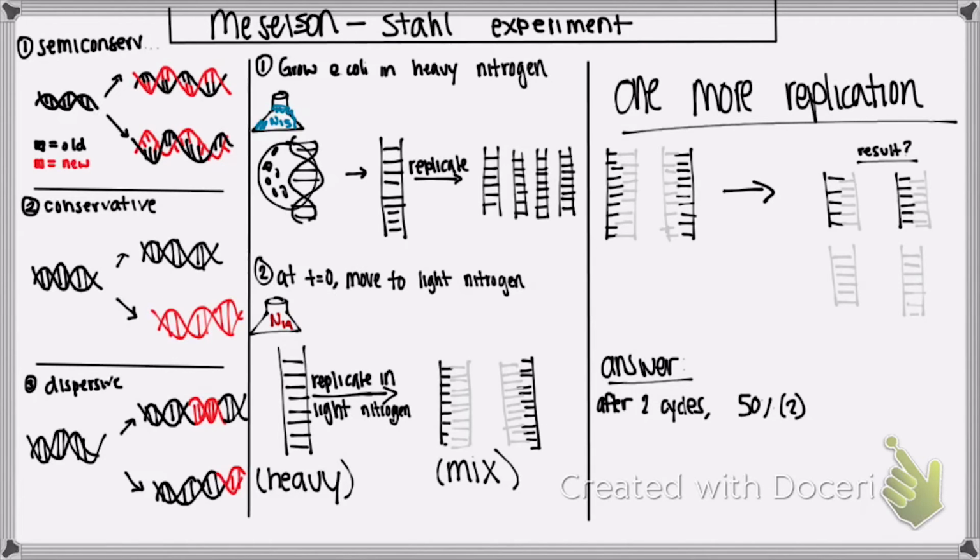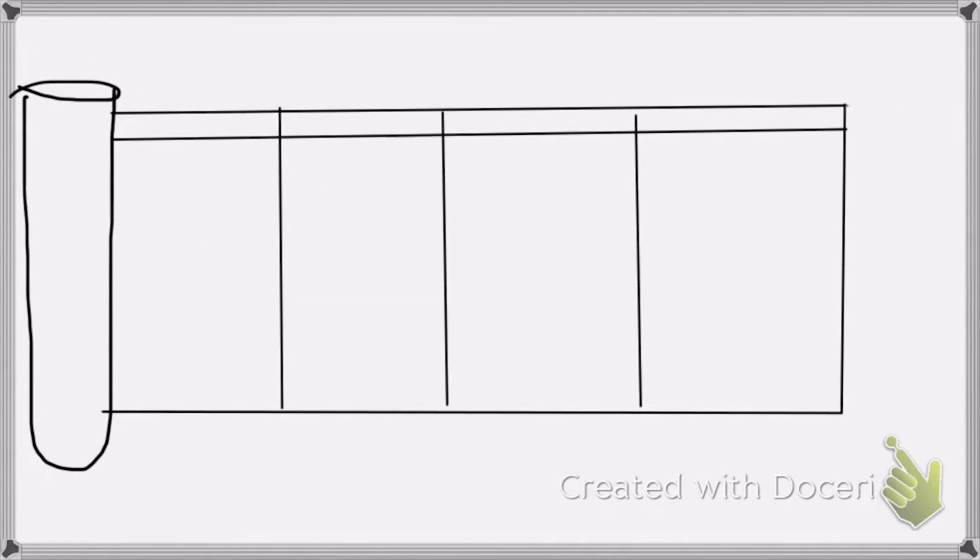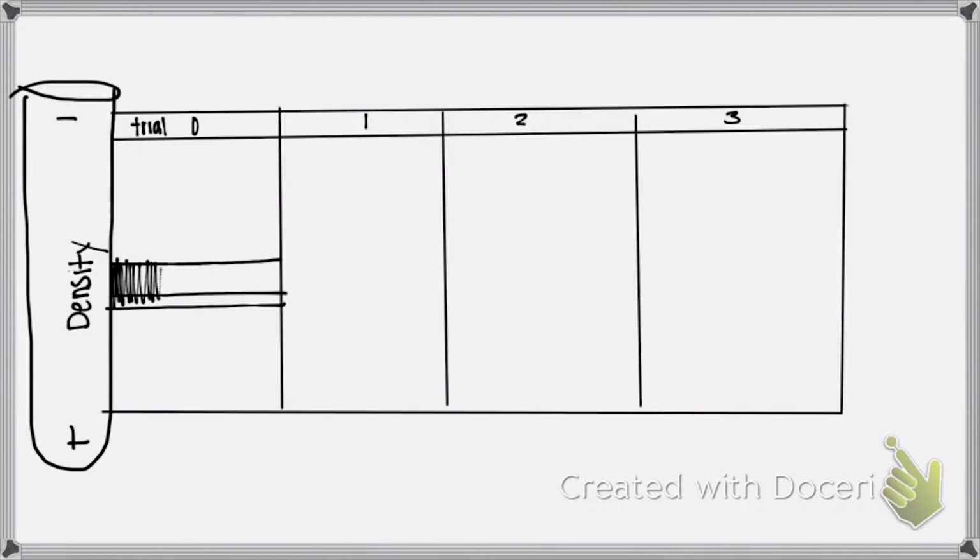So how did they visualize this? They visualized it with centrifugation. After they centrifuged it, they looked at the density. At T equals 0, you have an entirely heavy strand, an entirely N15. So it's shaded in completely black and there are no other lines.